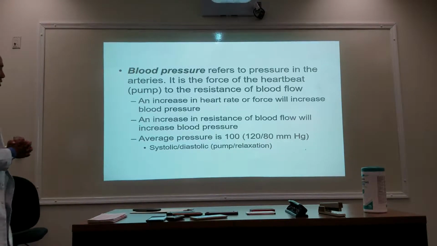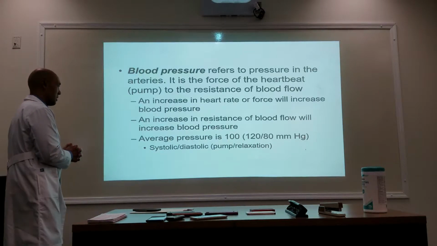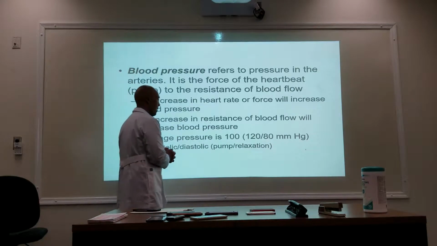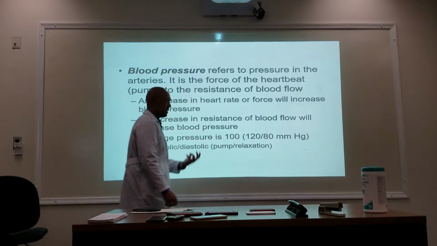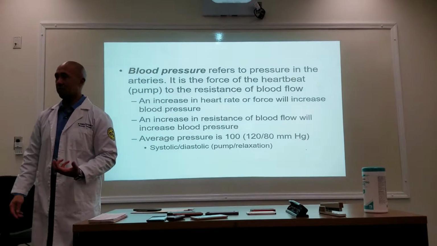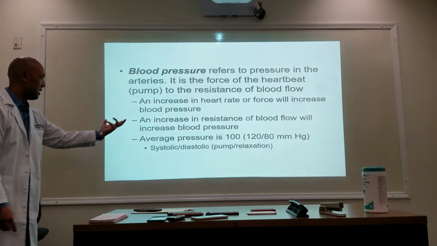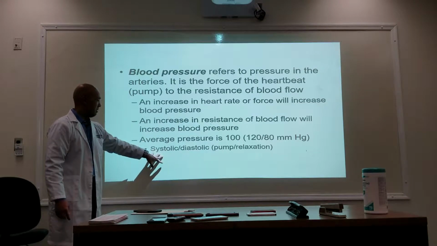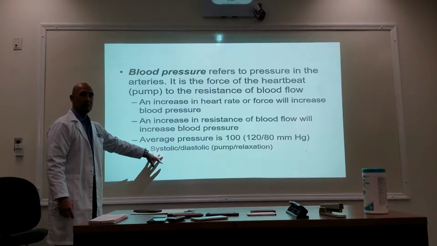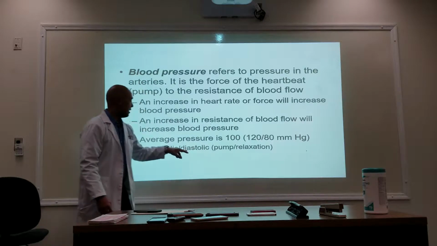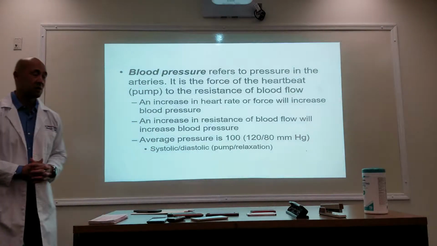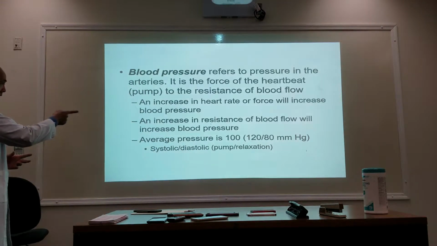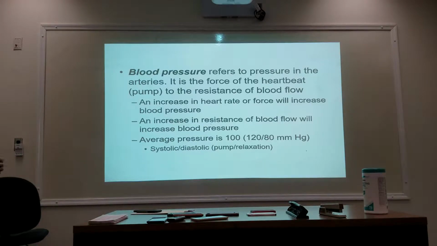The average pressure is 100. They're talking about the average between your systolic pressure and your diastolic pressure. Do you guys remember what each of them means? So systolic refers to what? Contraction or relaxation of the heart? Contraction, okay? And diastolic is referring to the relaxation in the heart. So the average pressure is at 100, or 120 over 80 millimeters of mercury.